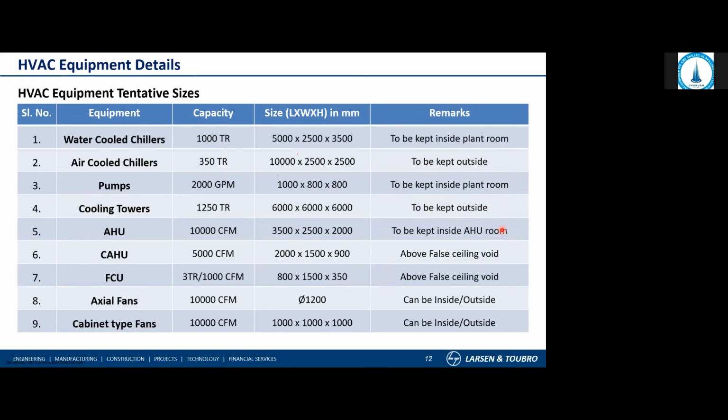But if it is outside, then you have to check the specification of the AHU. You have to provide a thermal break and other things, so you have to incorporate that in the specification. Ceiling suspended AHUs and FCUs are major space occupiers, as I said, in the false ceiling void. Similarly, axial fans and cabinet fans can be outside and inside as well.